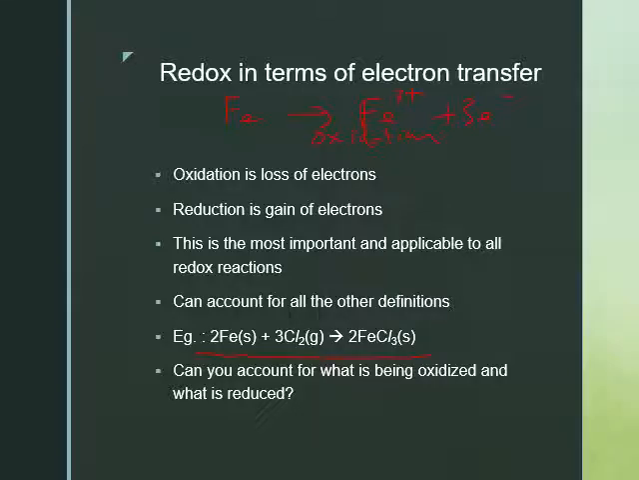Next we see Cl2 goes to 2Cl-. Where do I put the electrons? I should put the electrons here. So it has gained electrons, therefore this is reduced. So this method actually accounts for all the previous cases as well. And this is actually the method we will use from now on.